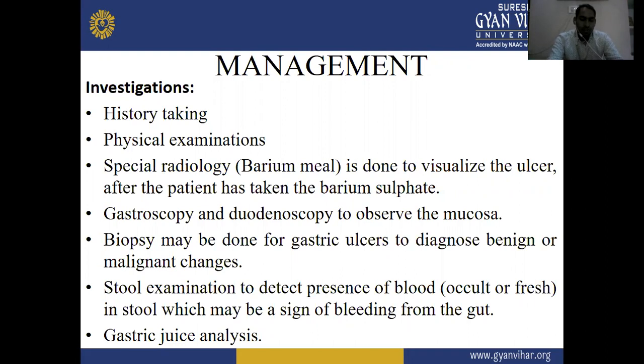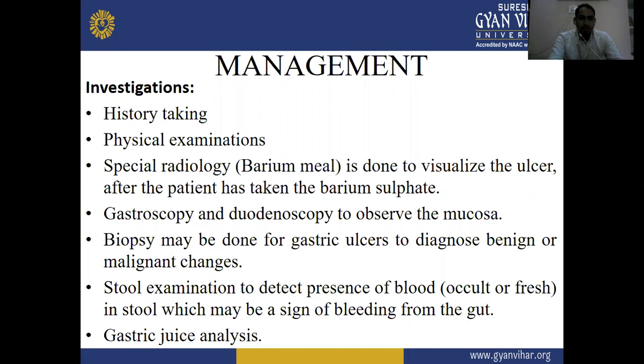First one is gastroscopy, a procedure where a thin flexible tube called an endoscope is used to look inside the esophagus, stomach and first part of the small intestine, meaning the duodenum. This is gastroscopy, and next one is duodenoscopy, a procedure where a thin flexible tube called an endoscope is used to look inside the small intestine, meaning the duodenum.